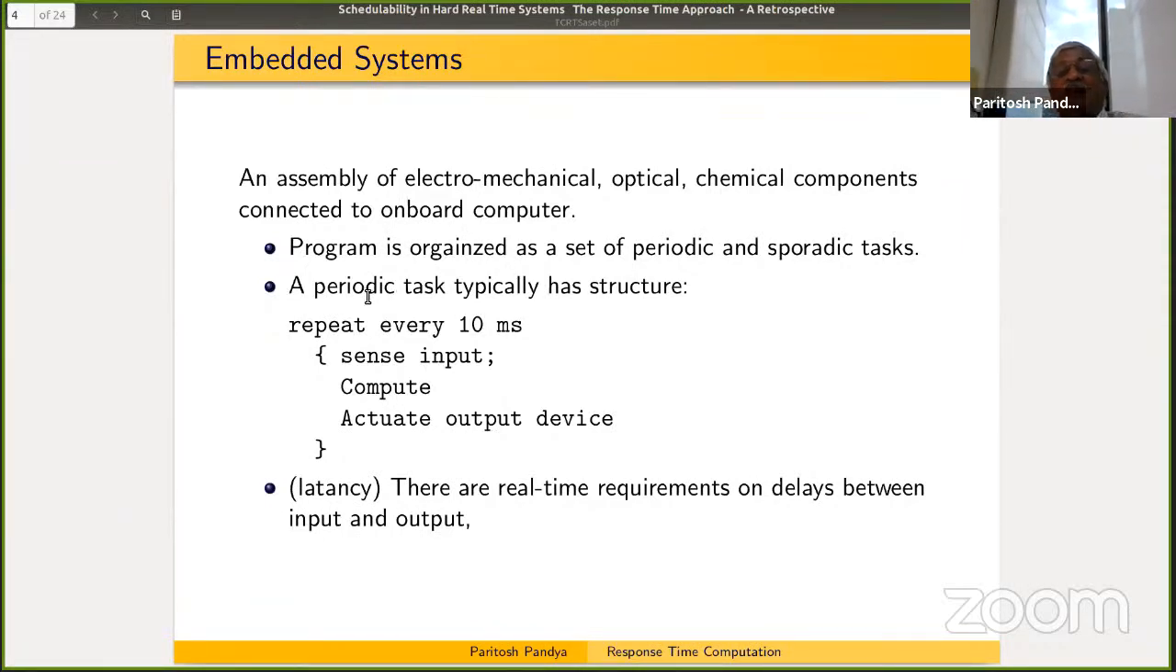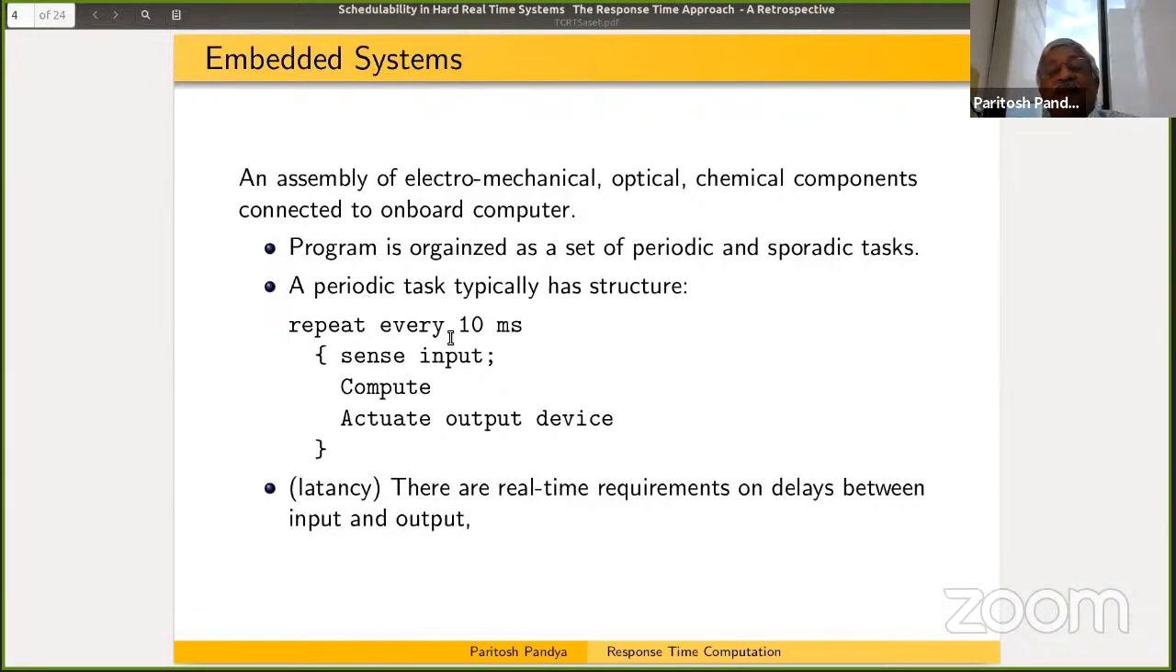A periodic task typically has the following structure. It is repeated at some period, like 10 milliseconds, let's say. In each period, it would sense the input, then do the computation required. Sensing input could be using LiDAR to sense the obstacles in front. Compute would be computing the path through this map of obstacles. And then actuation is based on that computation: you actuate the motors which are driving the wheels of the car, and also the steering and the brakes. So this is the typical periodic structure of a task.